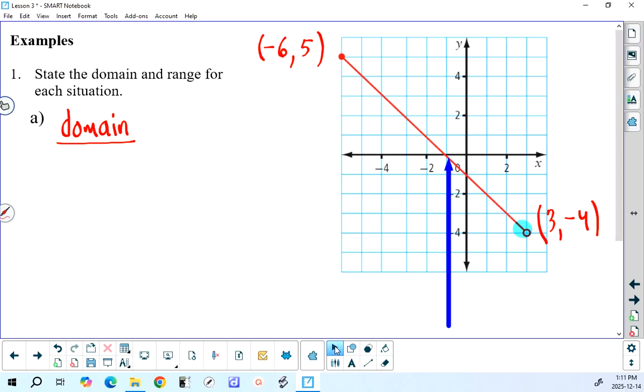And there's a very unique way for us to communicate this domain. It's using a number line. So I'm going to mark off 2 points on the number line.